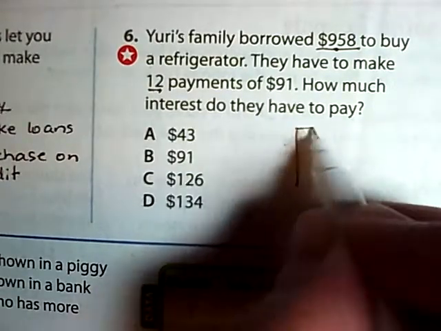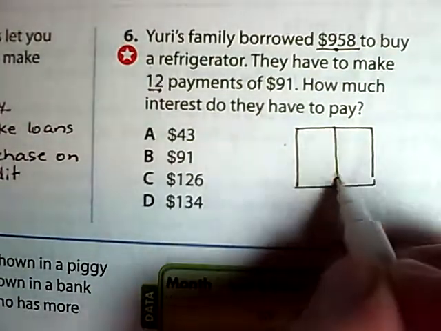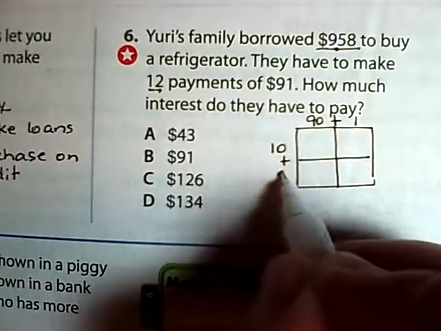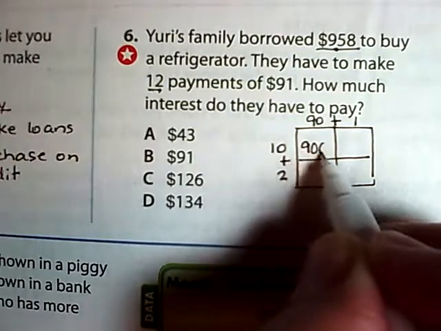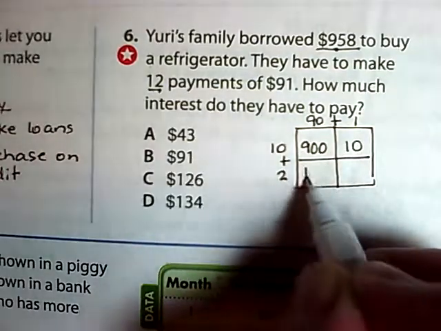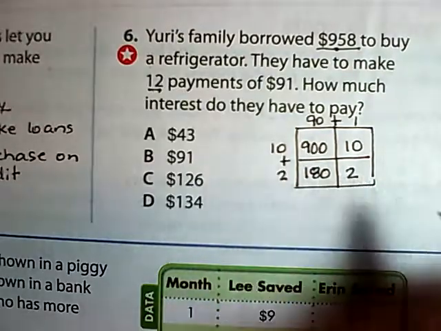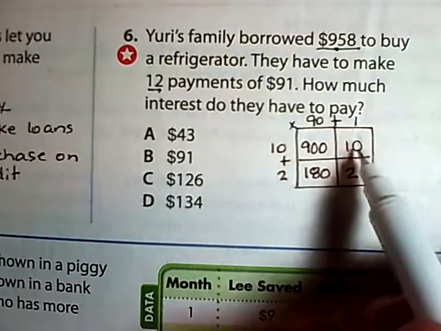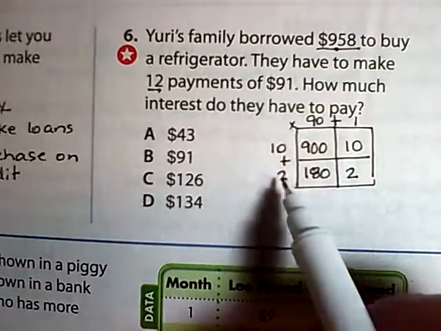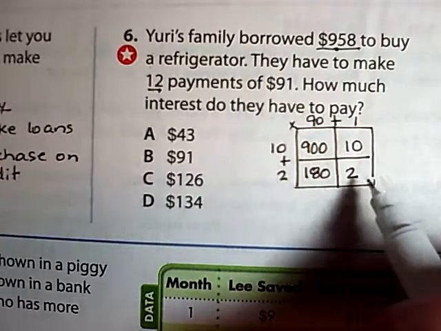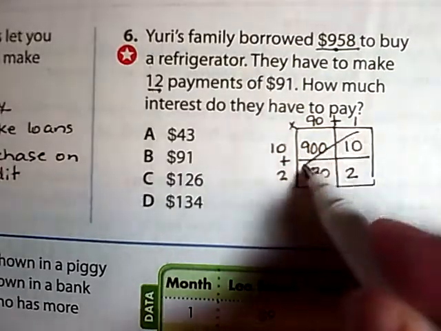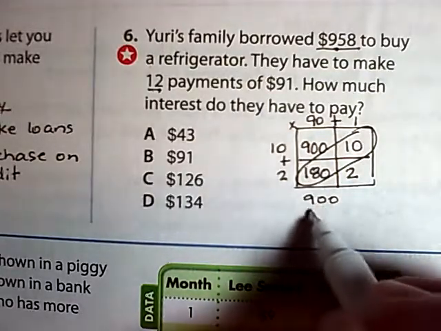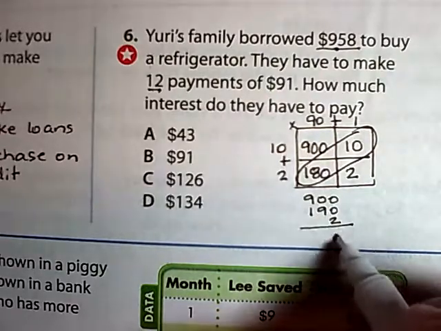91. So I'm going to use my box method. Okay, 91 never gets old. 90 plus 1, 10 plus 2. And this gives me a 900, this gives me a 10, this gives me 180, and this gives me a 2. How am I doing that? I'm saying 10 times 90, 900, 10 times 1, 10, 2 times 90, 180, and 2 times 1 is 2. So now I'm going to go ahead and add it. I think I'm going to add in this direction. Okay, so I'm going to say 900 plus 190 plus 2.